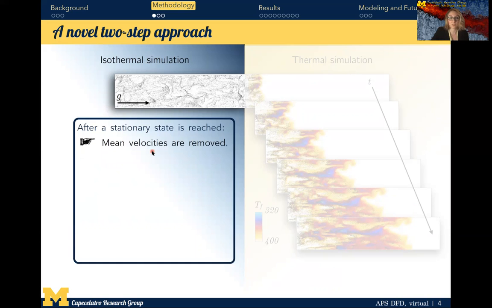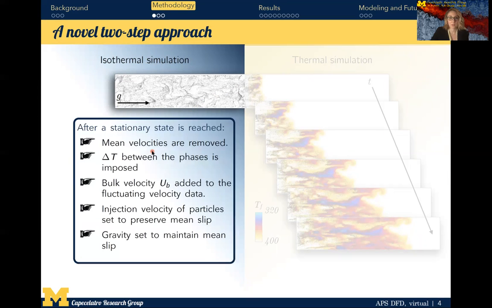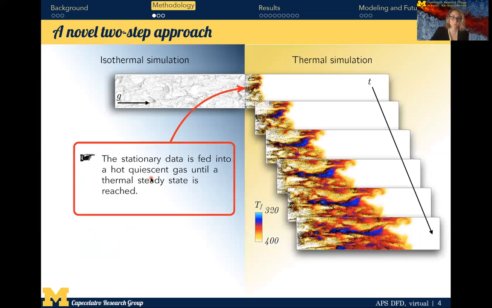After a stationary state is reached in the isothermal flow, the mean velocities are removed from both phases. A temperature difference between the phases is imposed, and a bulk velocity U sub B is added to the fluctuating velocity data. Then an injection velocity of the particles is assigned in order to preserve the mean slip between the phases, and gravity is also adjusted in order to maintain this slip. Then this data is fed into a thermal domain, which is initially just a hot quiescent gas. These particles and velocity fields are injected into this domain until a thermal steady state is reached.